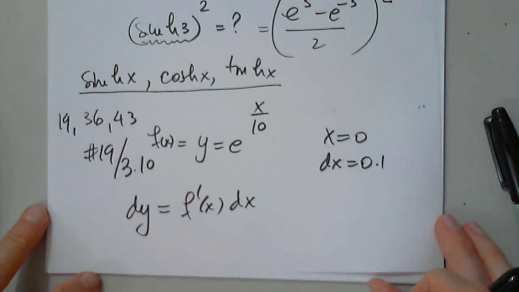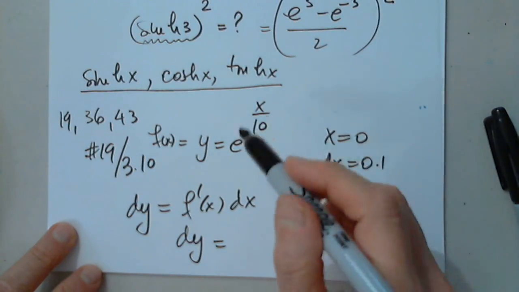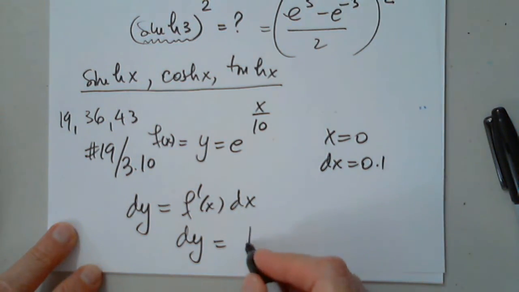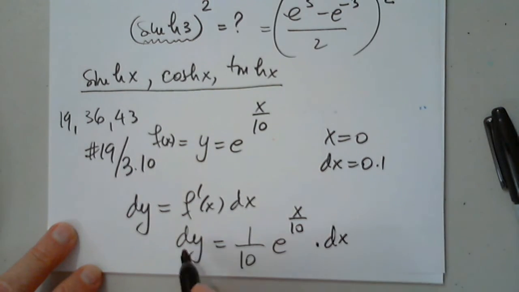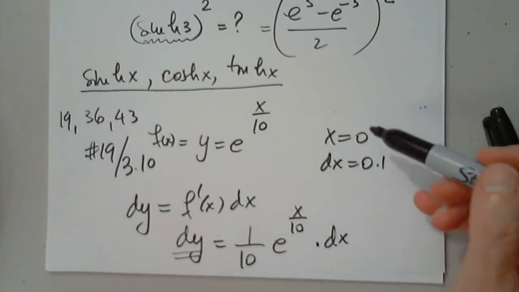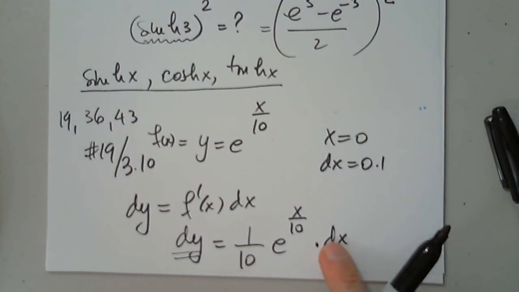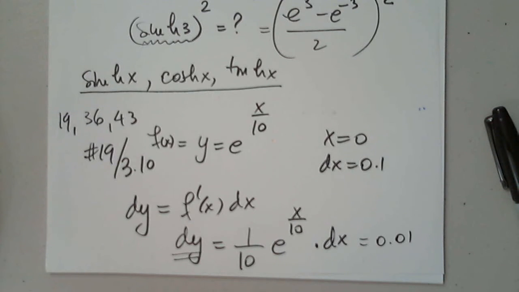So when I differentiate this function, I get e to x over 10 times the inner function prime. So 1 over 10 e to x over 10, and if I forget dx, then I'm not determining the differential of y. So now when I plug in 0, this is 1. When I plug in 0.1, it's 0.1 over 10, so this is 0.01. Any questions on 19? Is this okay, everyone? Yes. Okay.